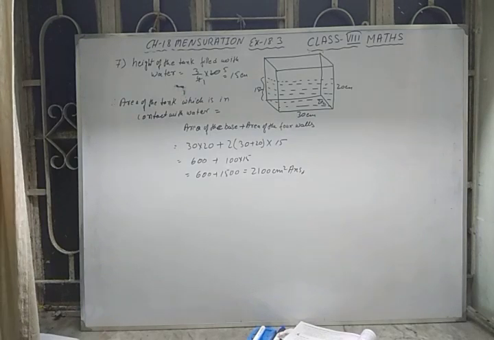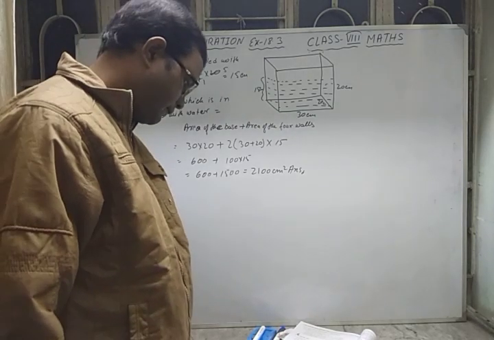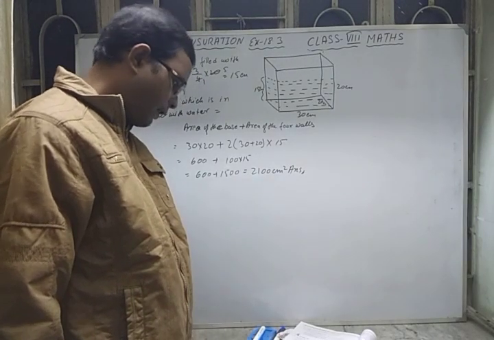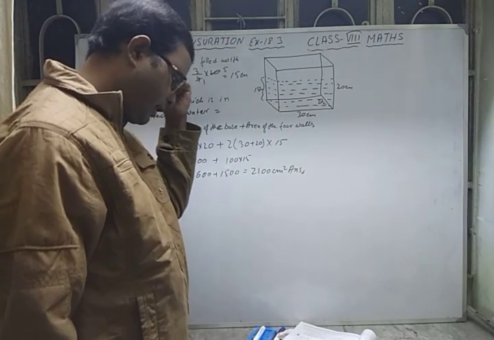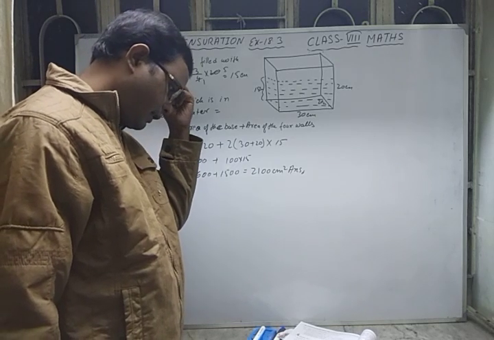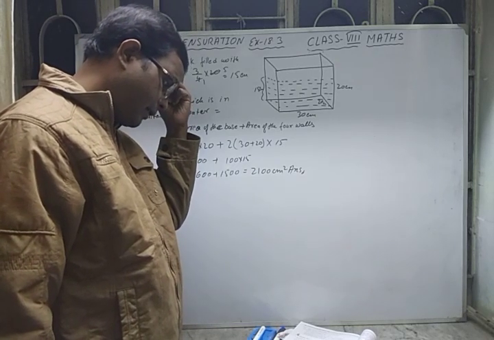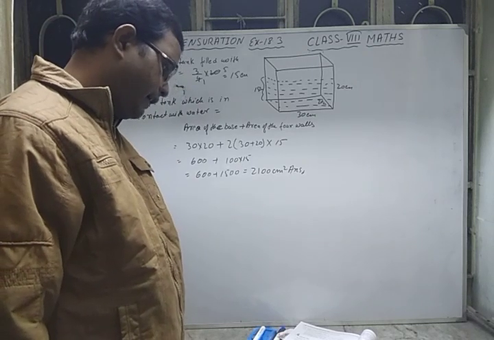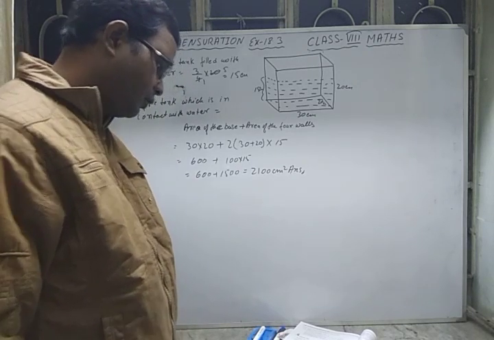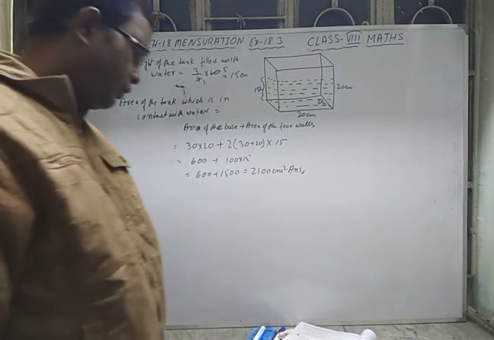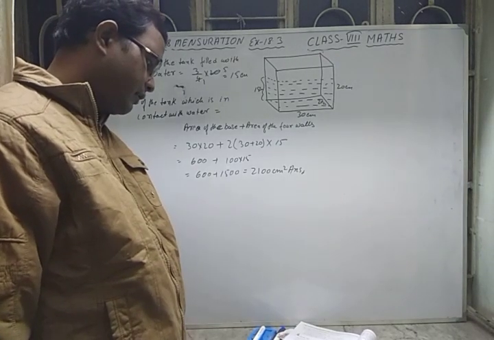Okay students, very good question, easy question. Now I will do question number 11. Here a cuboidal block of metal of dimensions 36 centimeter by 32 centimeter by 0.25 meter is melted and recast into cubes of side 4 centimeter. Now how many cubes have been made?